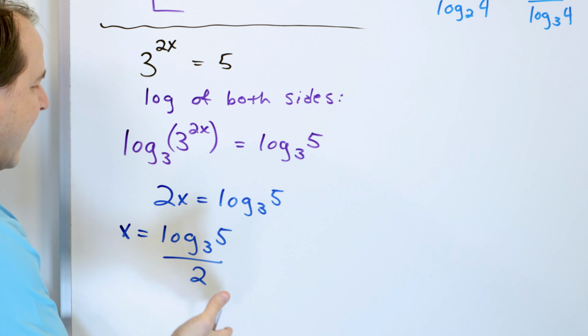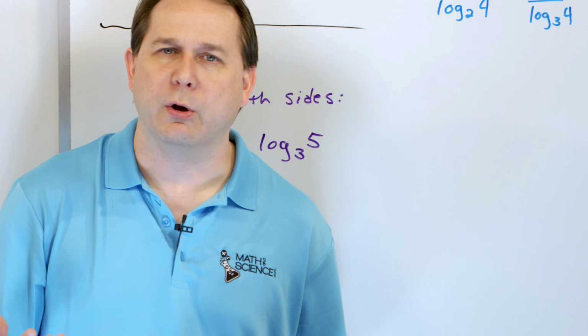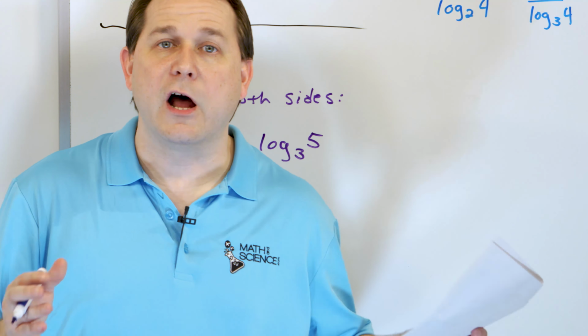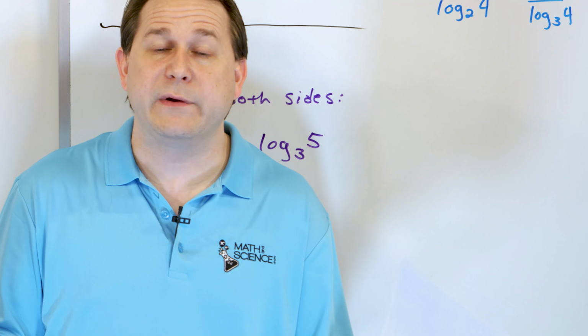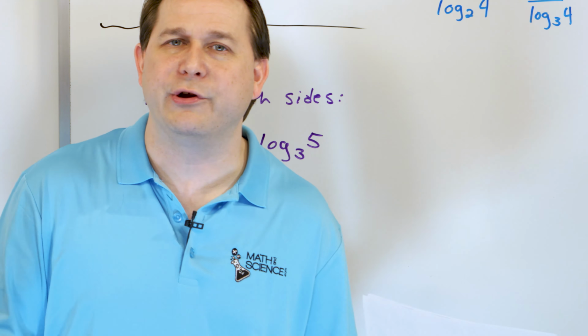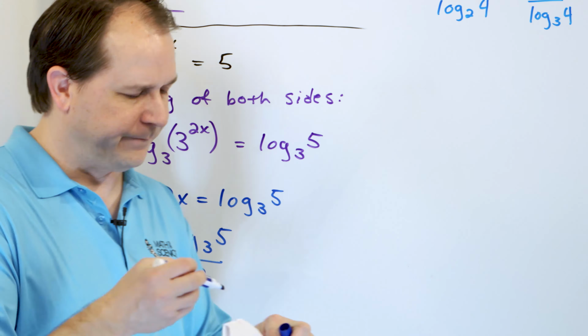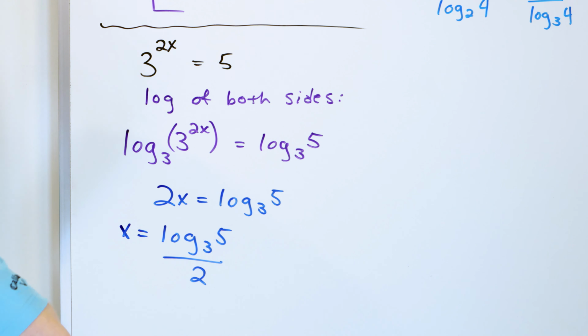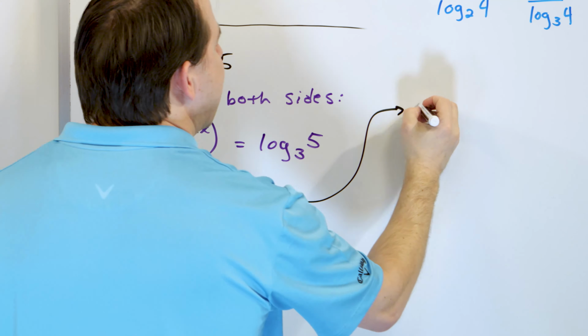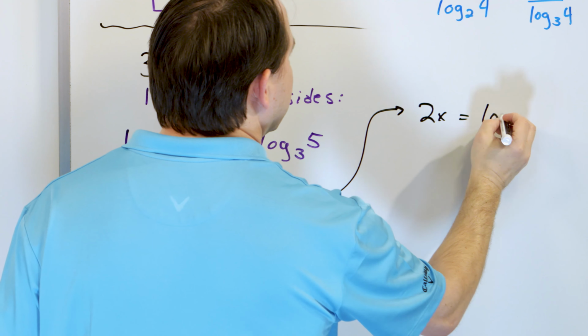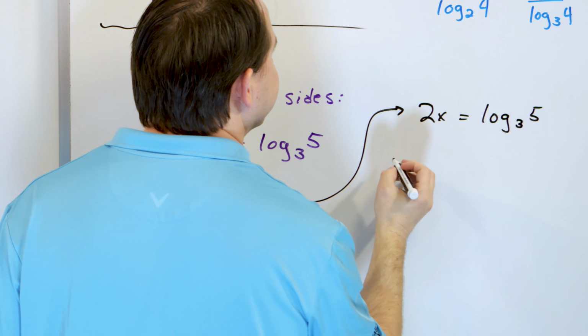Of course, I can circle that, but the problem is, what if you want a decimal? What if you're trying to calculate the tolerance in some part in a design, and you only need 3 decimals of accuracy? Well, then you want a number. You don't want to leave it as a weird logarithm. So what you would do is you would take this step right here, and you would go over here, and you say, well, I know that 2x is the log base 3 of the number 5.